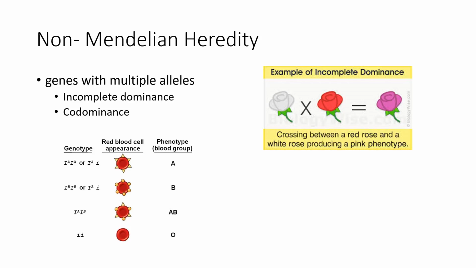Genes with multiple alleles. Incomplete dominance is when neither allele is completely dominant. This happens when red flowers are crossed with white flowers, producing a pink phenotype. Codominance is when separate alleles affect the phenotype in separate, distinguishable ways. For example, blood type is determined by codominant alleles for two specific molecules located on the surface of the red blood cells.